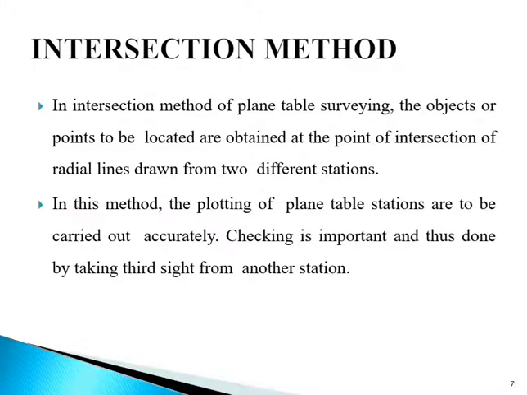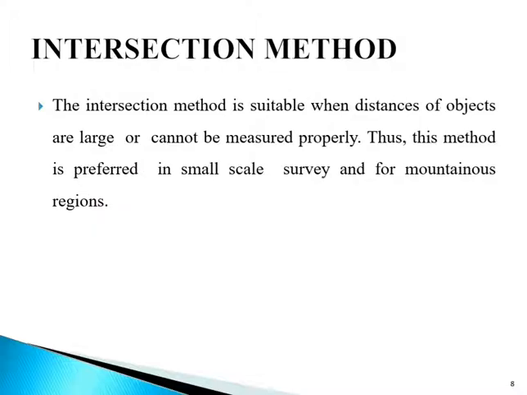Next is the intersection method. In the intersection method of plane table surveying, the objects or points to be located are obtained at the point of intersection of radial lines drawn from two different stations. In this method, the plotting of plane table stations is to be carried out accurately. Checking is important and is done by taking a third side from another station. The intersection method is suitable when distances of objects are large or cannot be measured properly. Thus, this method is preferred in small scale surveys and for mountainous regions.